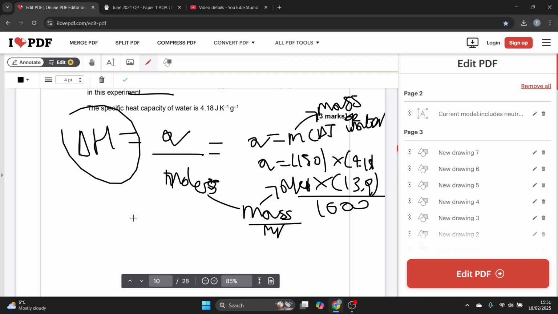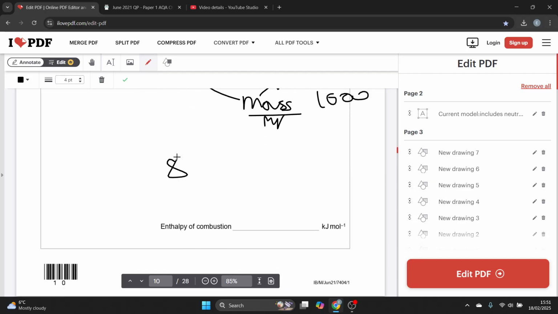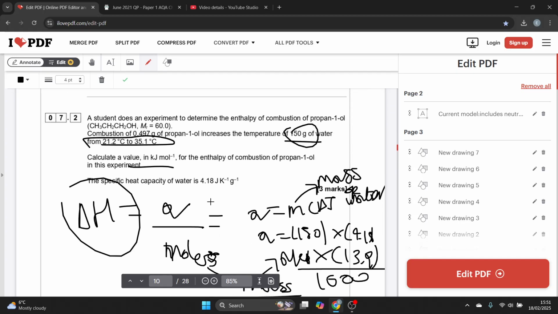So I'm working out Q now, 150 times 4.18 times 13.9, and then divide my answer by 1,000, because I want my answer in kilojoules, so I get 8.7153 as Q, divided by the number of moles, which is going to be the mass of propan-1-ol, 0.497, divided by the MR, which is 60.